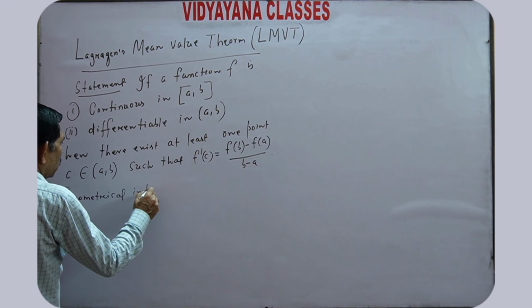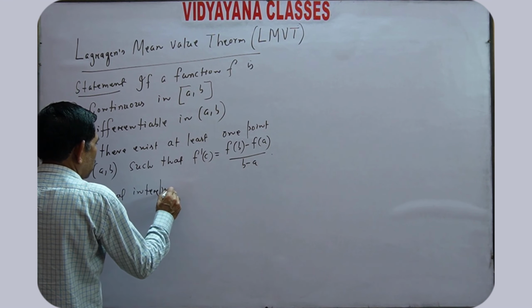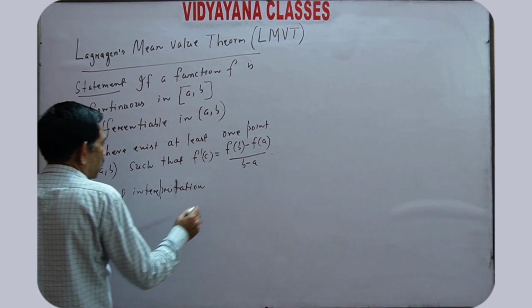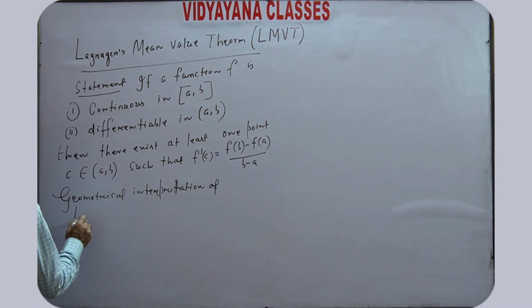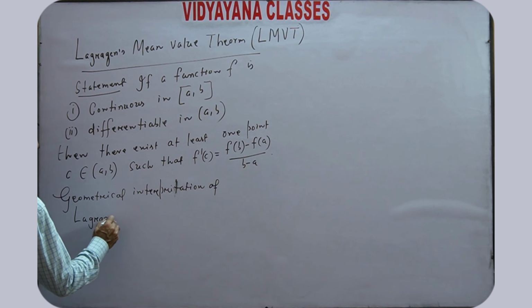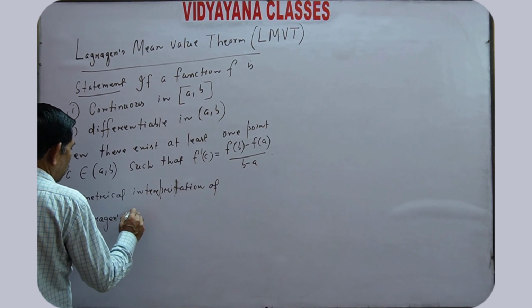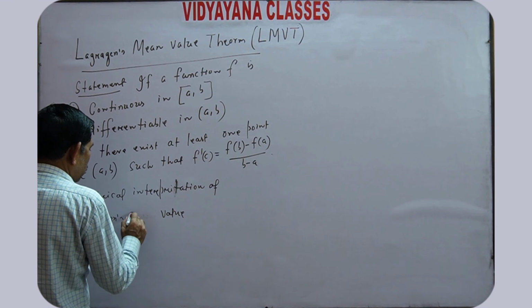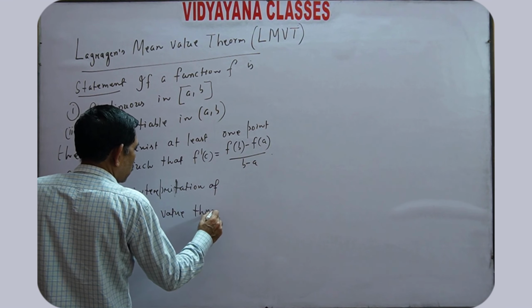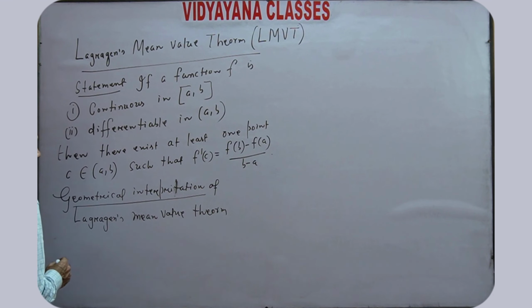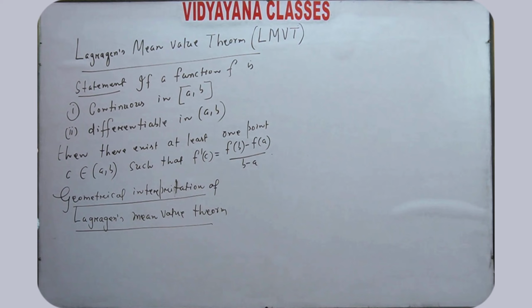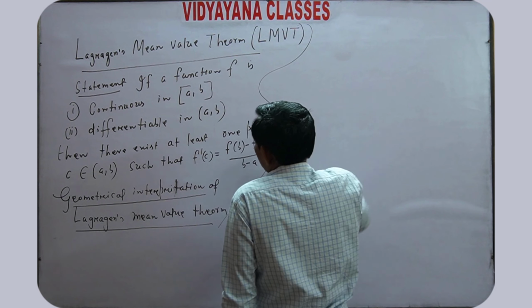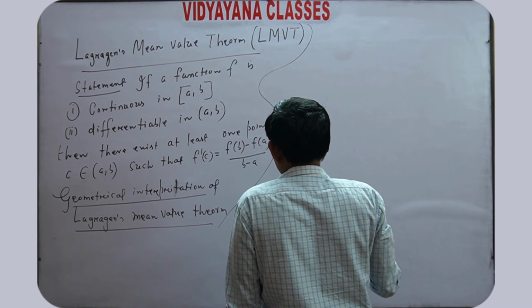Geometrical interpretation of Lagrange's mean value theorem. f dash c is equal to f(b) minus f(a) divided by b minus a.